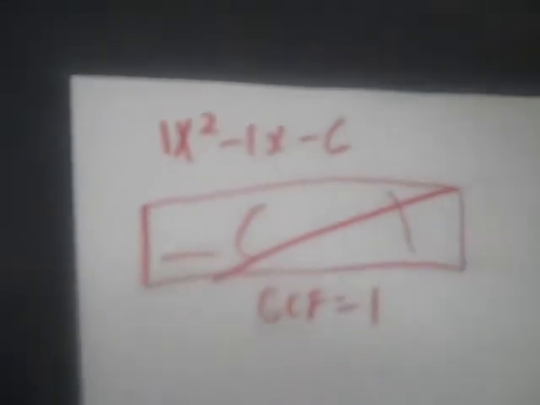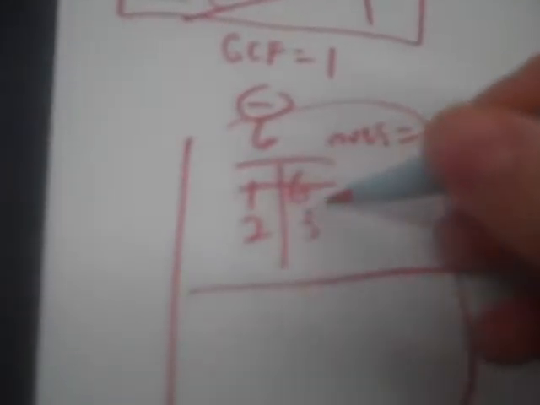X to the second minus 1x minus 6. Okay, the GCF is probably just going to be 1. You're not going to have a negative, so we don't care about that. And then we T-chart that. 1 times negative 6 is negative 6, so I need to do a minus to come to 1. 1 and 6, nope. 2 and 3, yup. So negative 3, positive 2. My a is 1, so I can forget about the 1. I can just write it as x plus 2 times x minus 3.